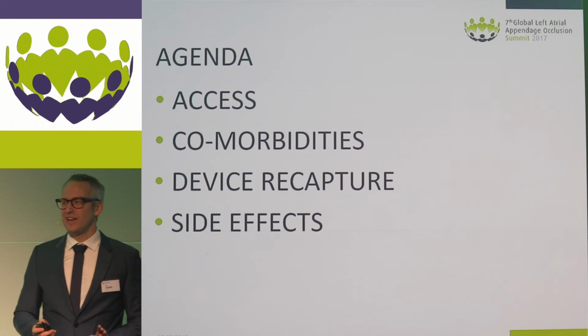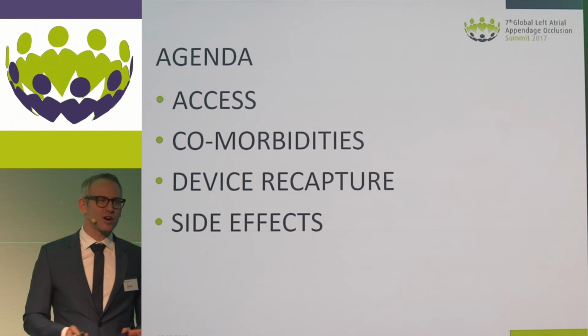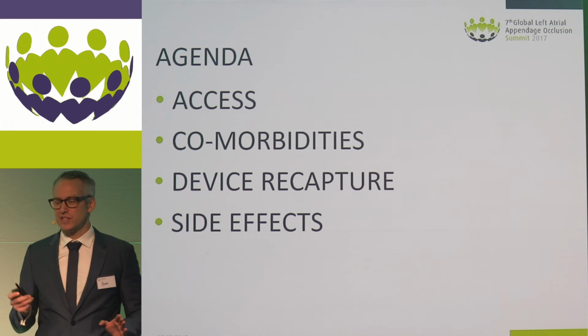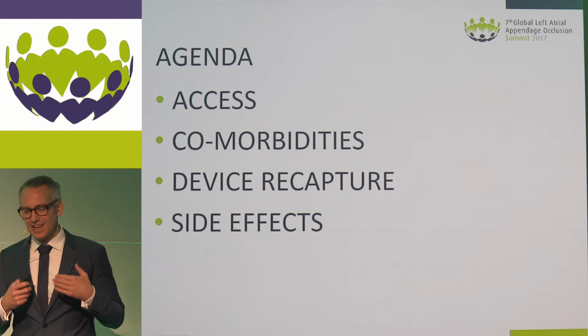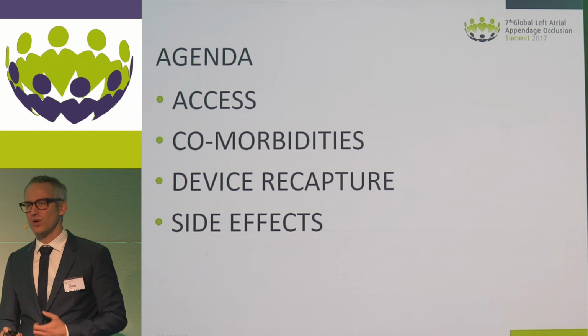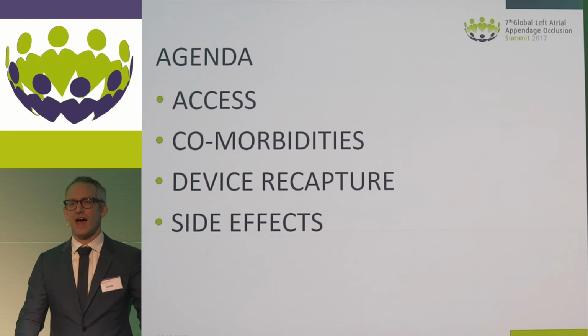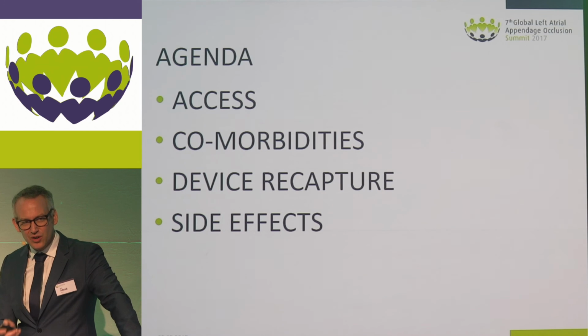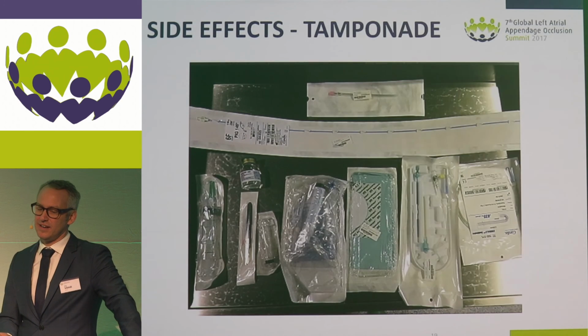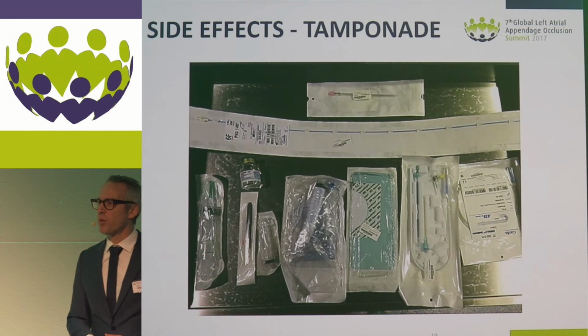Lastly, very briefly, side effects. The most terrible side effect of LA occlusion is pericardial tamponade. We know it's getting less and less. It's only 0.5% in the AMULET registry, but still it's there. And if you encounter it, be prepared. And this image is therefore very important.